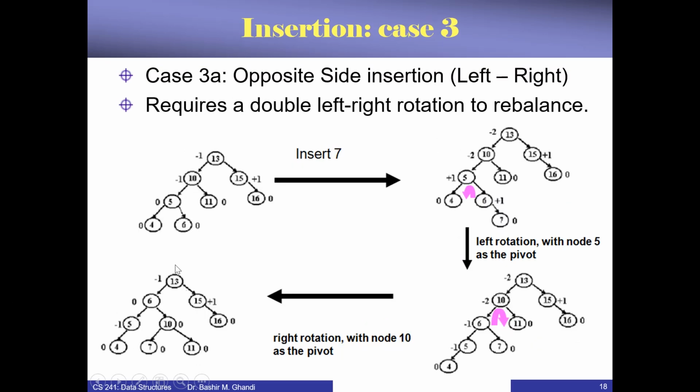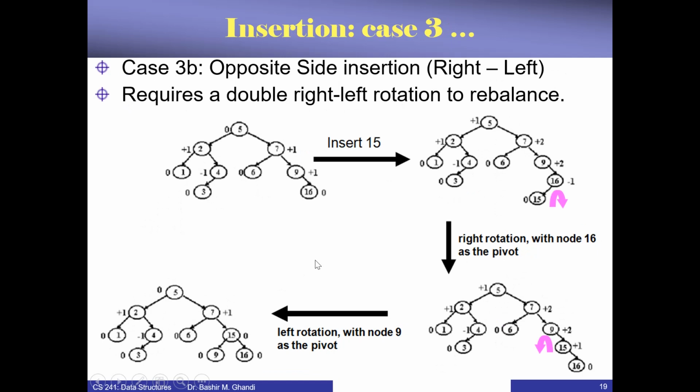No, sorry, here to the left. If you rotate 10 to the right, 6 will move up to replace it, basically, and 10 will go down to become the new right of 6. The current right of 6, which is 7, will be the new left of 10. So this is the final answer that you get. You have seen 6 has gone up, 10 has gone down to become the new right of 6. The former right of 6, 7, has become the left of 10.